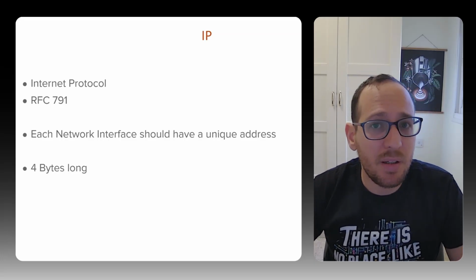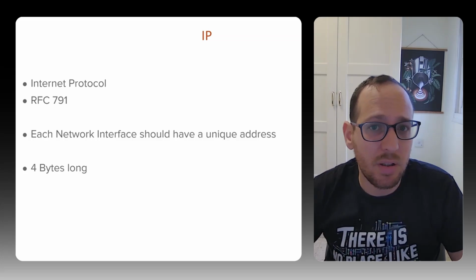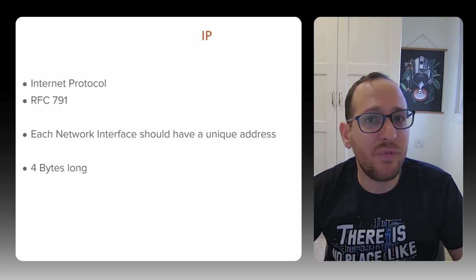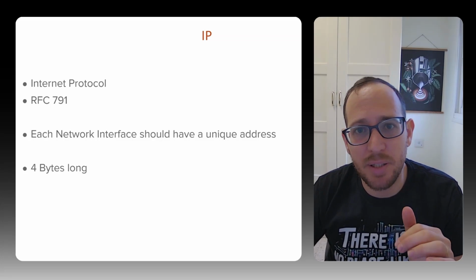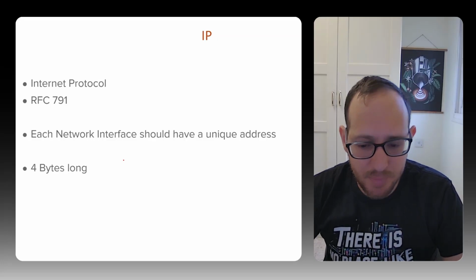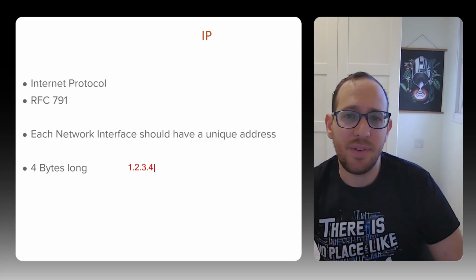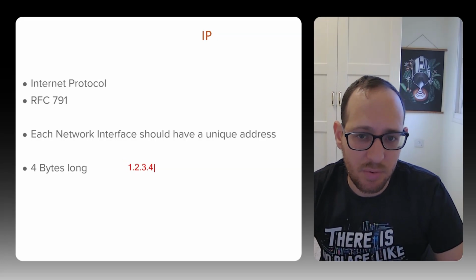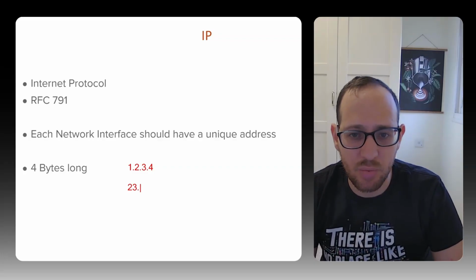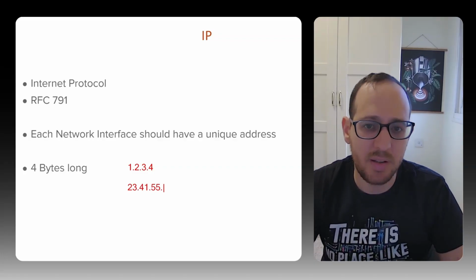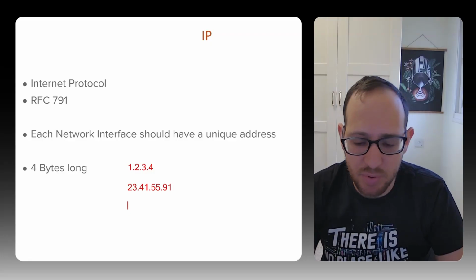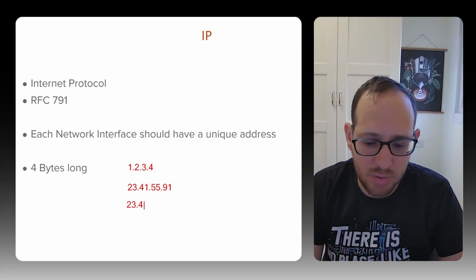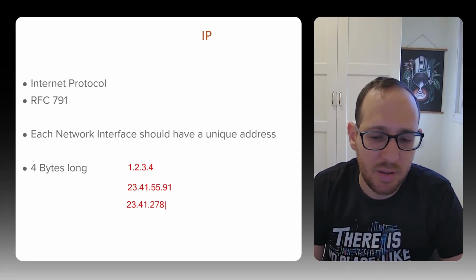And an IPv4 address is 4 bytes long, usually written as 4 decimal numbers delimited by dots. For example, 1.2.3.4. That's a valid IP address. Also 23.41.55.91. This is also a valid IP address. What about this one? 23.41.278.91.